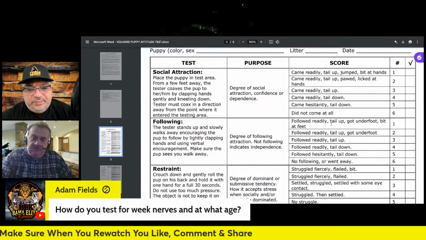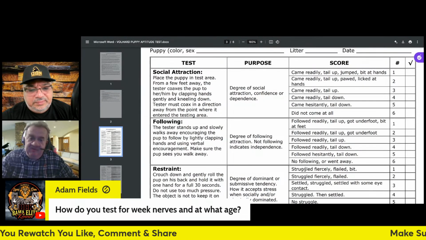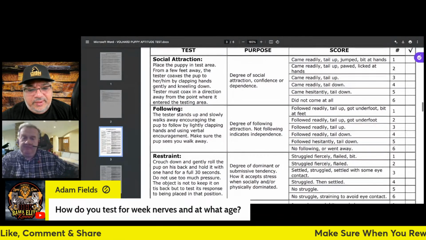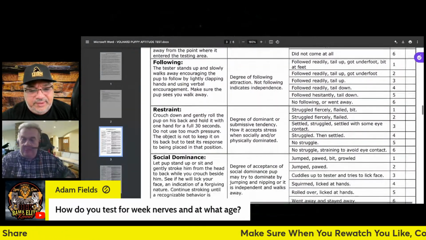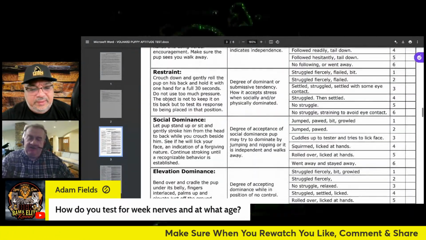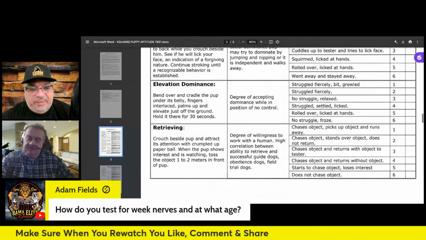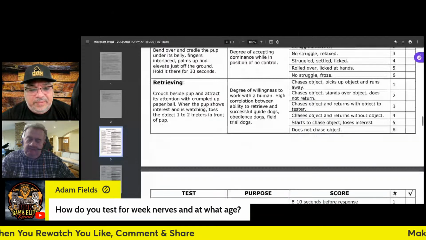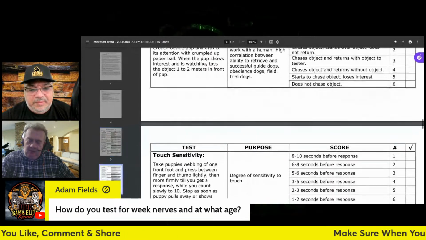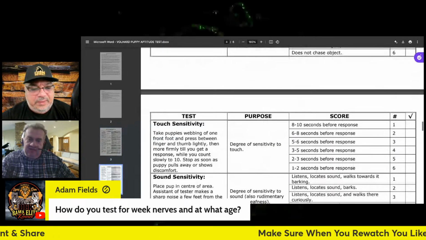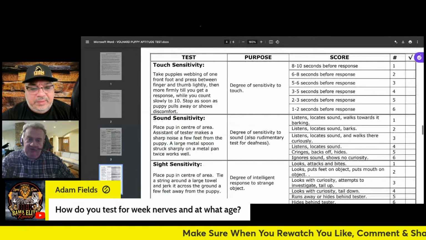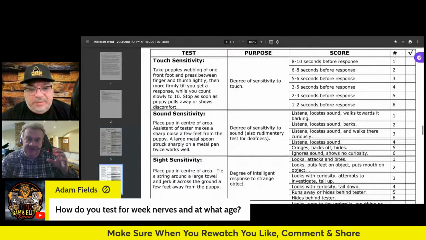So the first step is to eliminate the weak ones as puppies and give them to older people as pets. That's the first step. Now let's say you have a puppy which tests mostly 3s and 2s, and you know the puppy has good, not overly dominant, not overly submissive, good prey drive, good retrieve drive. Now you have a chance of good results.